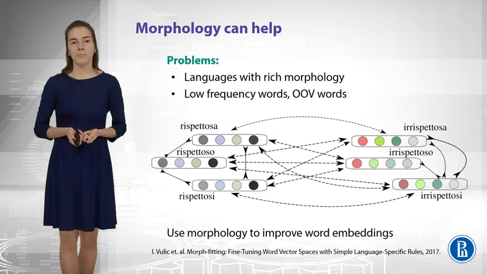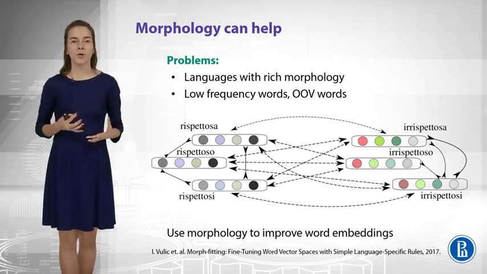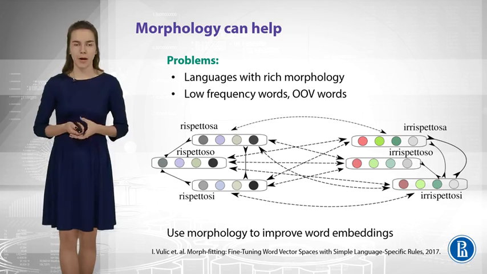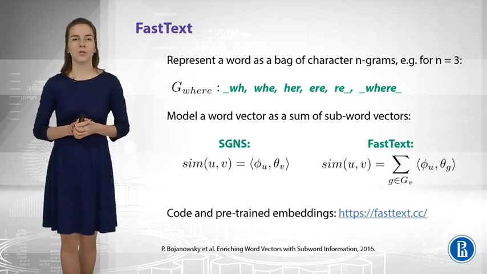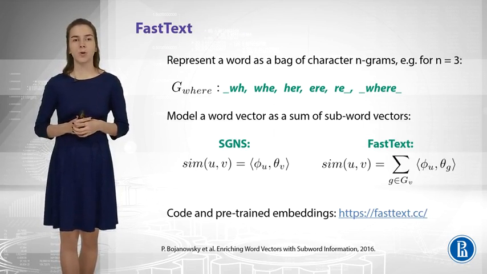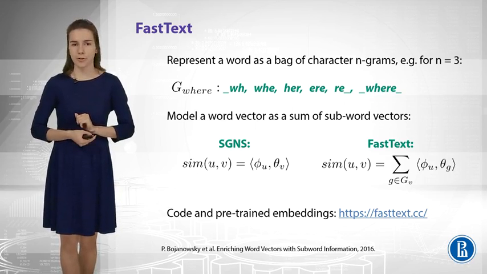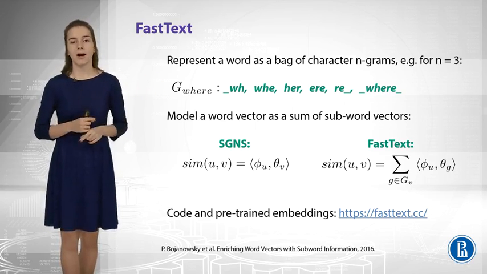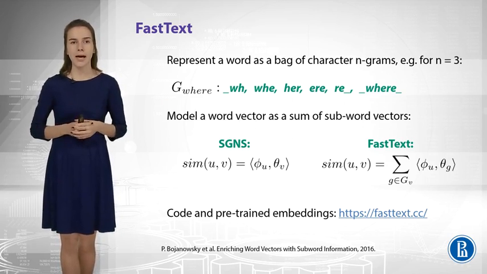Okay? This idea is nice, but sometimes we do not have linguists to tell us what the morphological patterns in the language are. What can we do then? Well, in this case, we can try a more brute force approach. This would be to go to character n-grams. This is the fastText model proposed by Facebook Research, and this is really famous just because it has a good implementation and you can play with it.